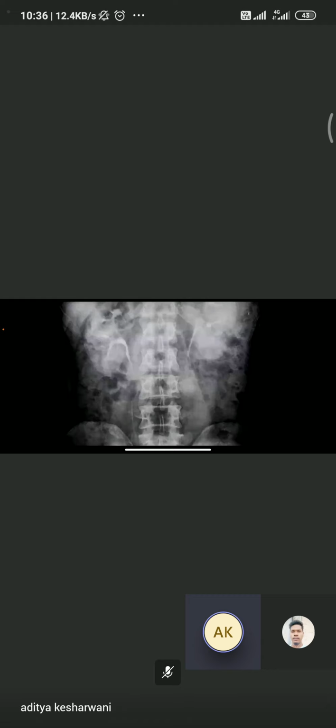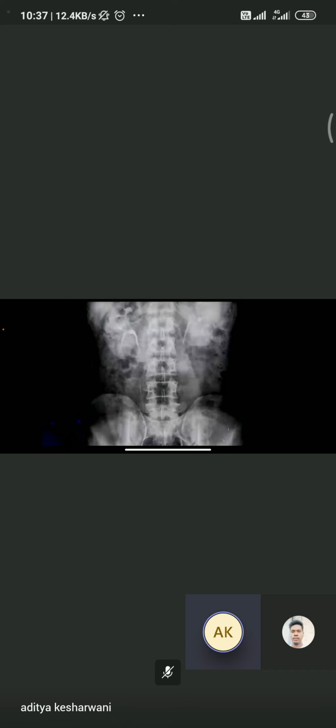So it is contraindicated in a patient with renal failure, or if the patient is having any contrast allergy, then also it is contraindicated. So it is usually done to check the renal pelvicalyceal system as well as the ureter. If there is obstruction or any stone, we can find out with this.